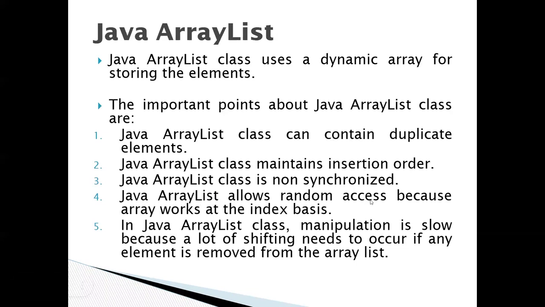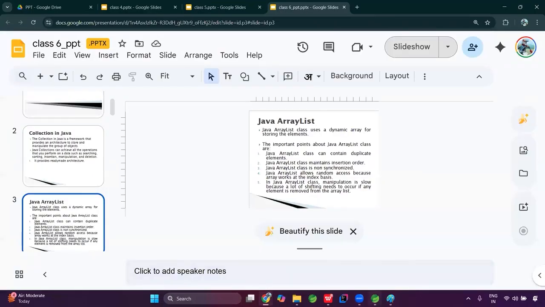Array list allows random access because an array works on an index basis. And array list is slow for manipulation, because shifting of elements will happen. Okay, let's understand the array list.